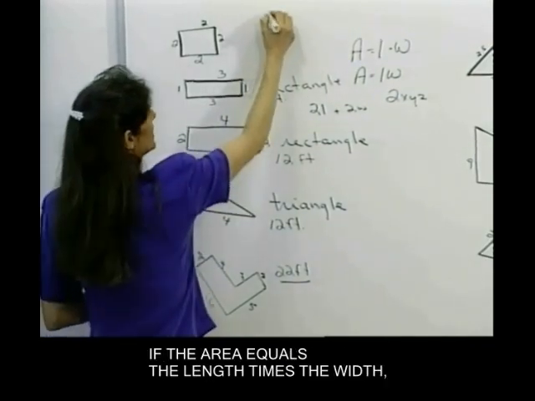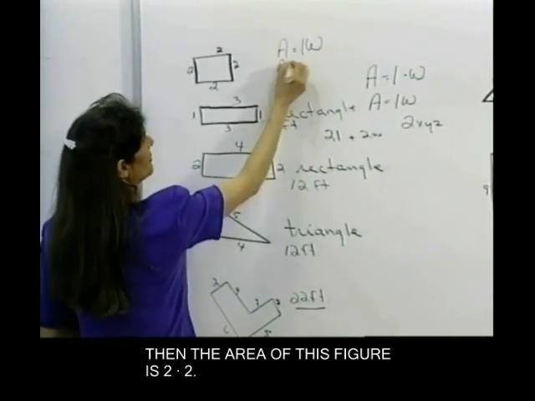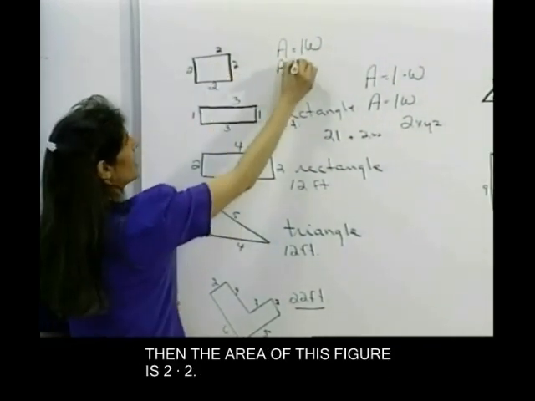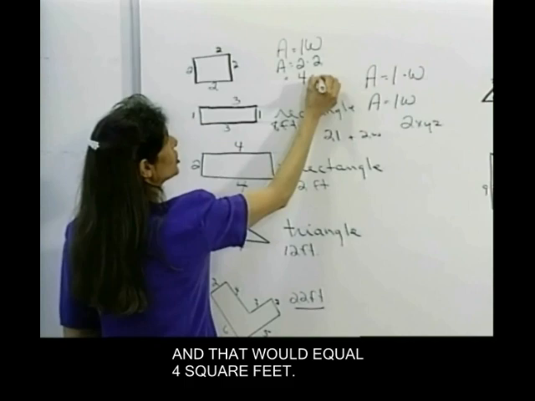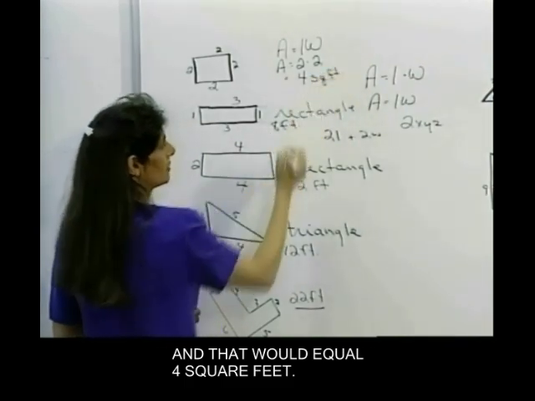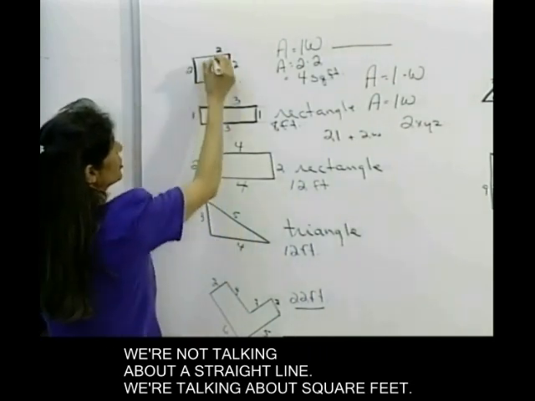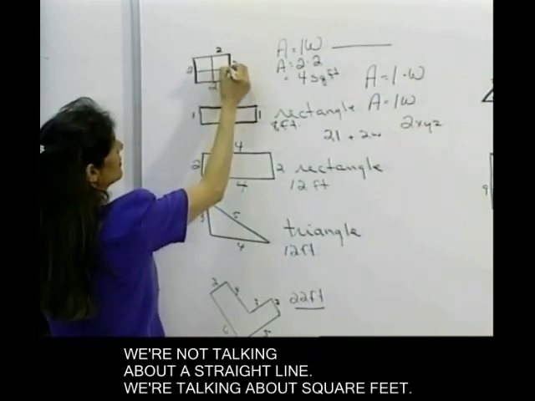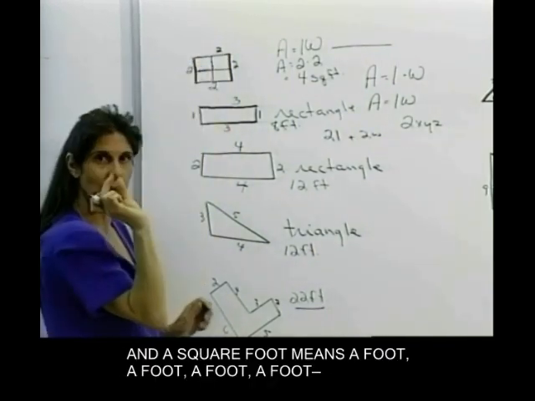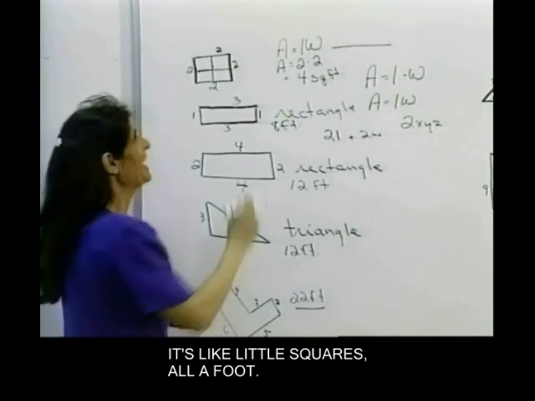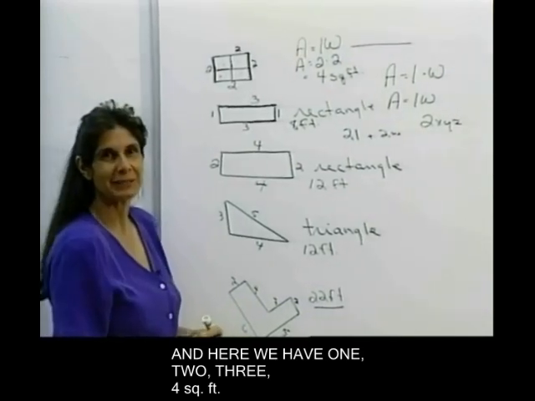If the area equals the length times the width, then the area of this figure is 2 times 2. And that would equal 4 square feet. We're not talking about a straight line. We're talking about square feet. And a square foot means a foot, a foot, a foot, a foot. It's like little squares, all a foot. And here we have 1, 2, 3, 4 square feet.